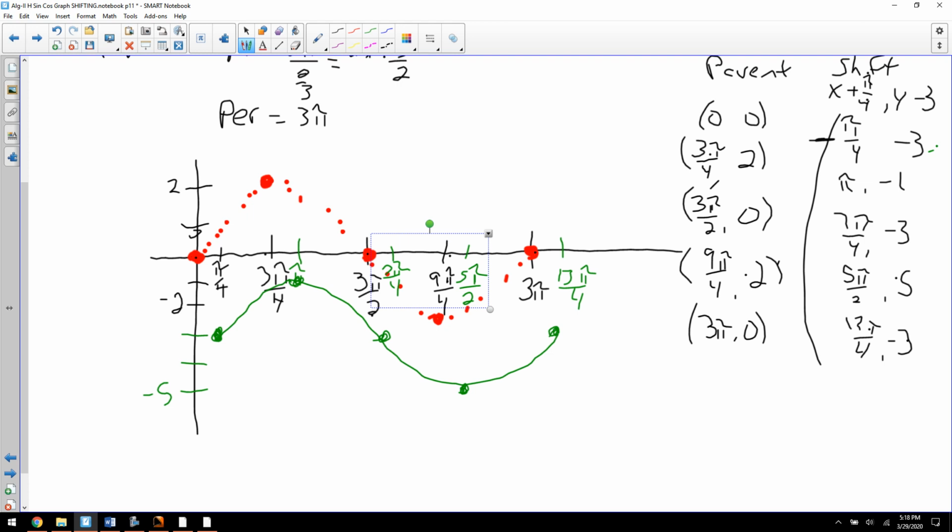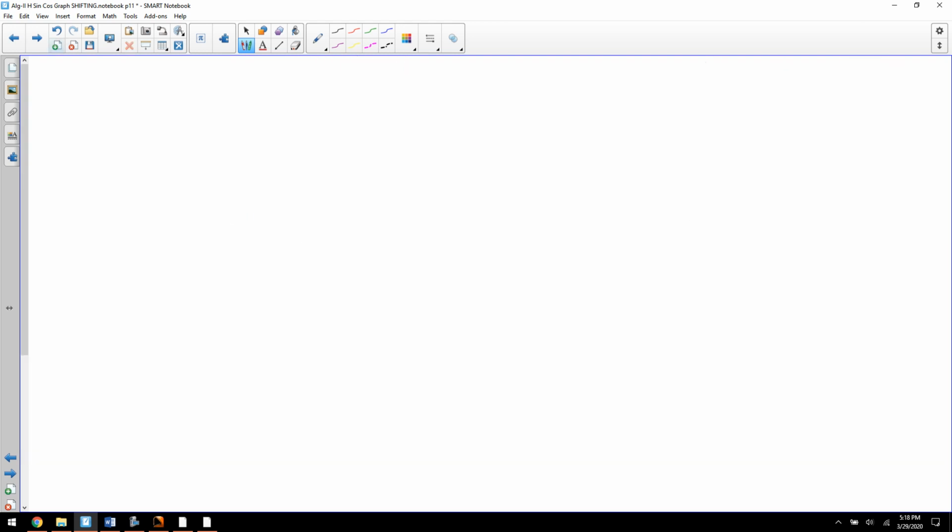And let me show you a real quick a cosine one. The cosine one really isn't any more different or any more difficult, to be honest with you. But I'm just going to set this up with the parent and the shift, and I'll let you guys graph it. So let's look at this one. We have y equals -1/2 cosine parentheses 2x plus 3 pi all plus 1.